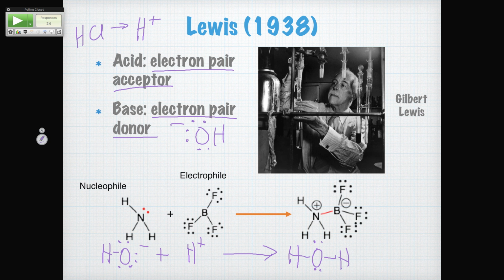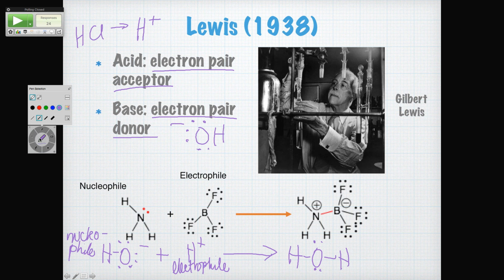The OH minus, specifically one of the electron pairs on that oxygen. This is the nucleophile. Okay, so what does that make H plus? Electron loving. So it is the electrophile. I guess, kind of like my little table there.